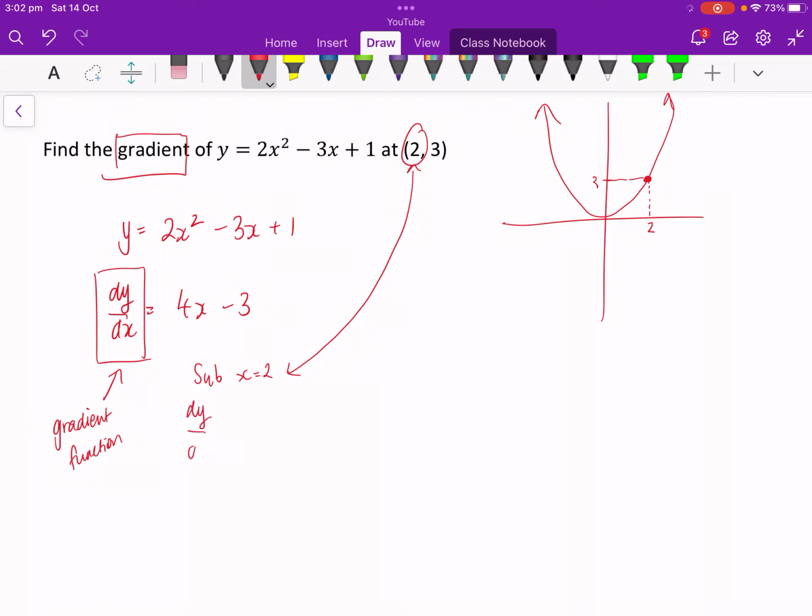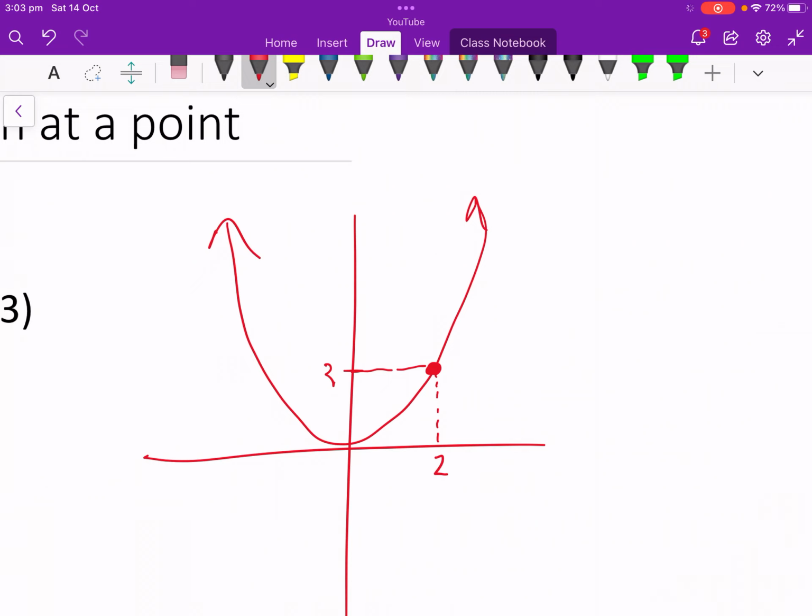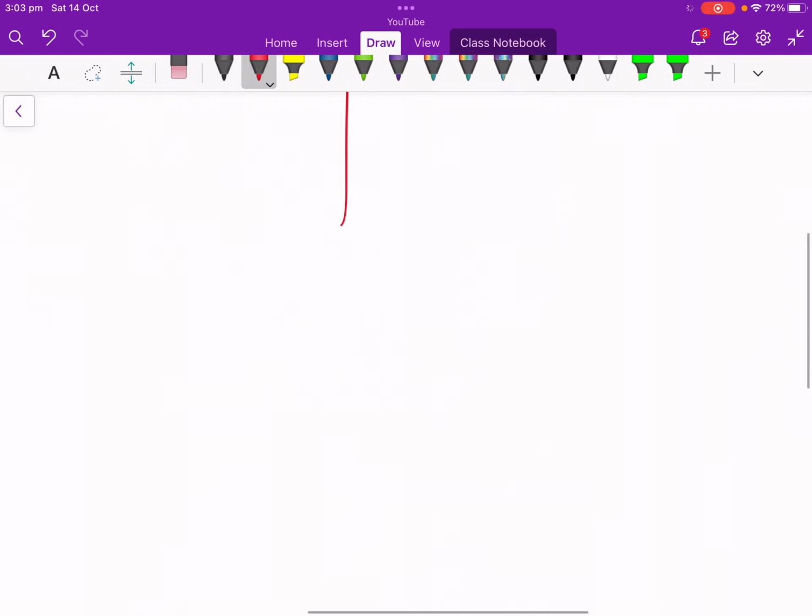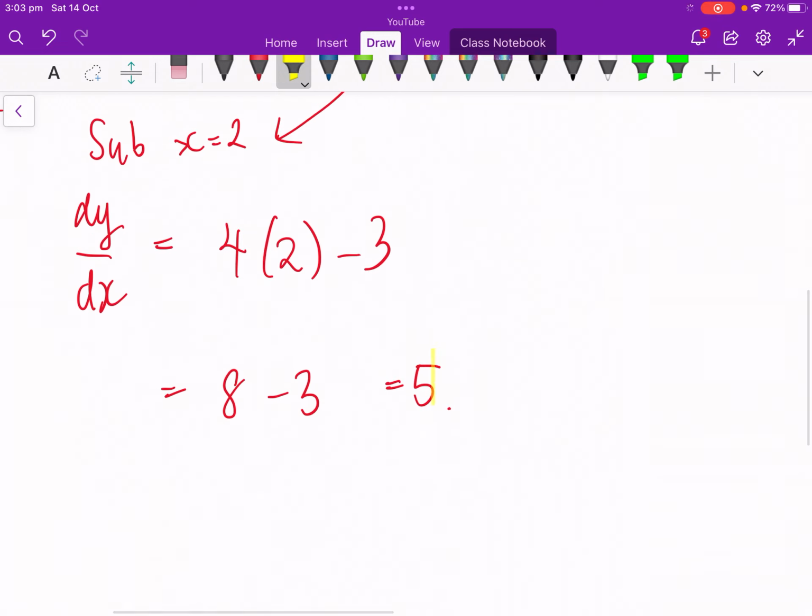So dy/dx is equal to, you can also write it in that format, by the way, without actually saying the words sub x equals 2. I'm not going to write it in because I actually wrote those words. So 4 times 2, take away 3. 2 4s are 8, take 3 is 5. So that means if I really went in there and got to that specific point, that point has a gradient of 5. So my answer in this case is 5.